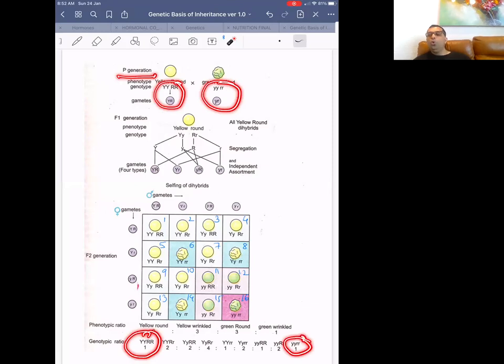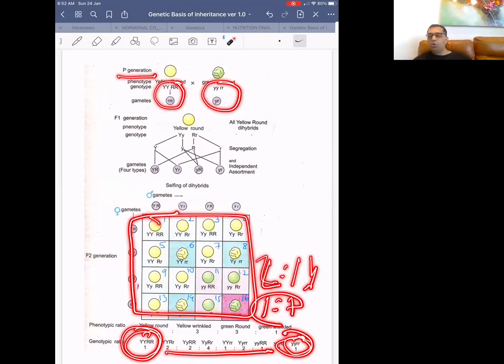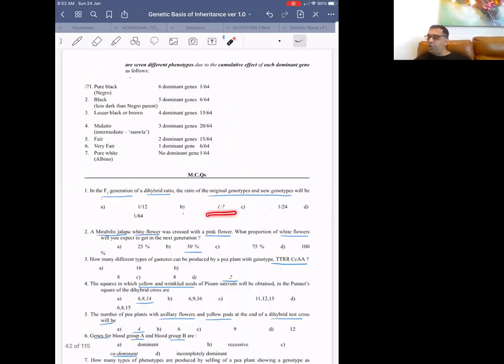So you have got two original genotypes और बीच में total plants कितने बने थे? 16. So out of 16 plants, two are original genotypes, and that means 14 will be new genotypes. Two original genotypes, 14 new genotypes. So the ratio will be 1 is to 7. 1 is to 7 is the ratio of original genotypes and new genotypes.